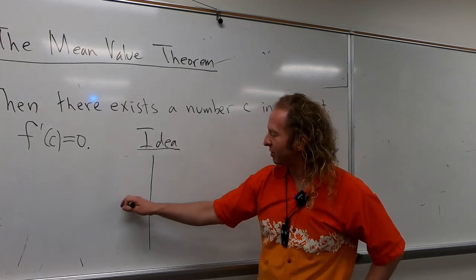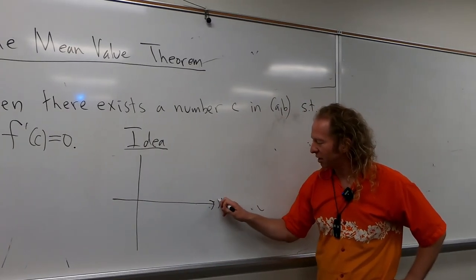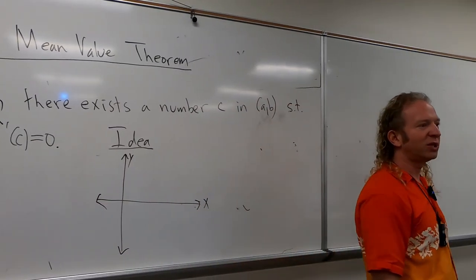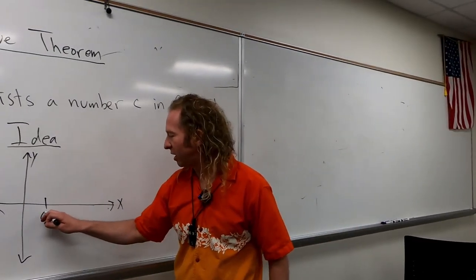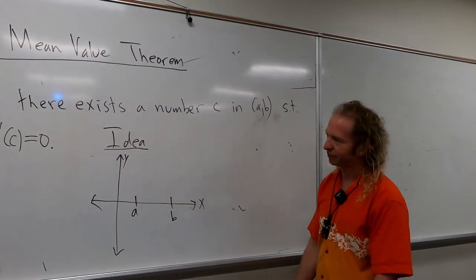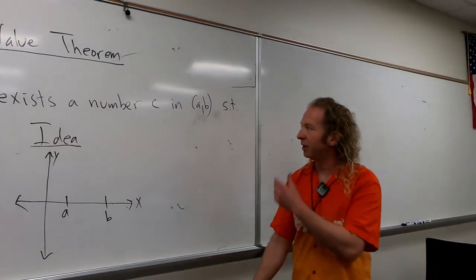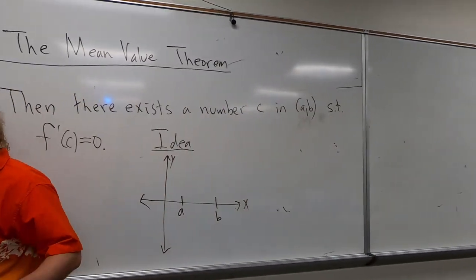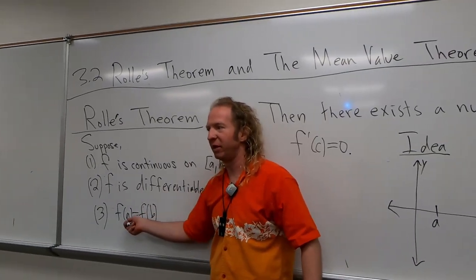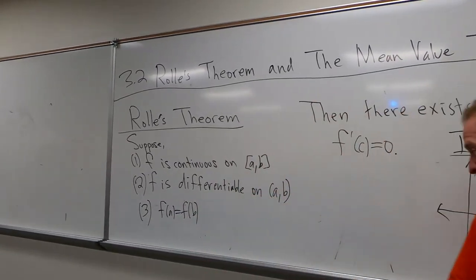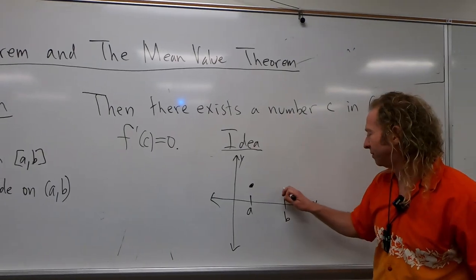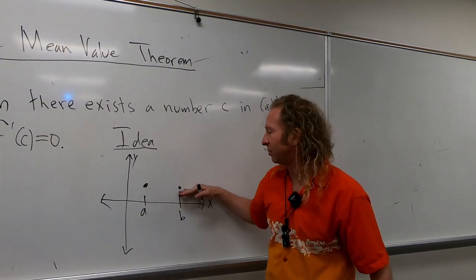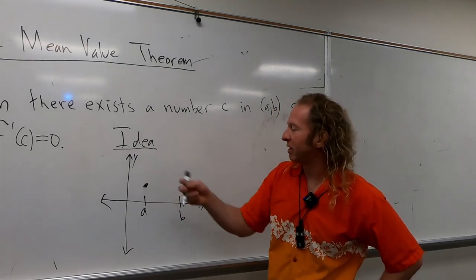So here's the y-axis, here's the x-axis. So this is x, this is y. And I guess we need a and b. So maybe here's a and here's b. So basically it's saying, where you start, you have to finish, because f(a) is equal to f(b). If I start here, I have to finish here, right? Because the y values have to be the same height, because f(a) is equal to f(b), and the function has to be continuous and differentiable.